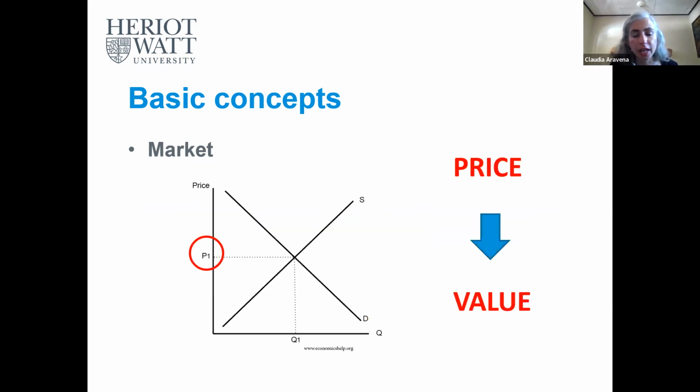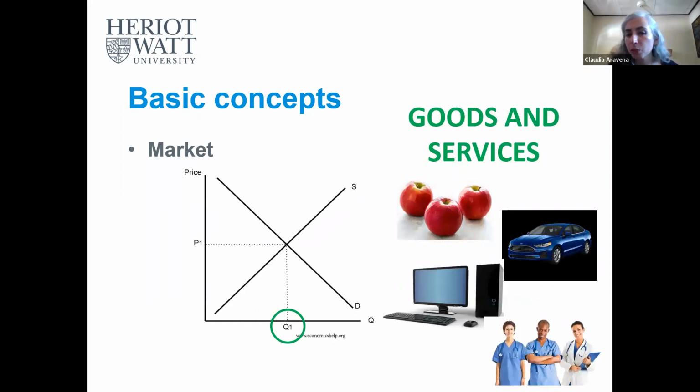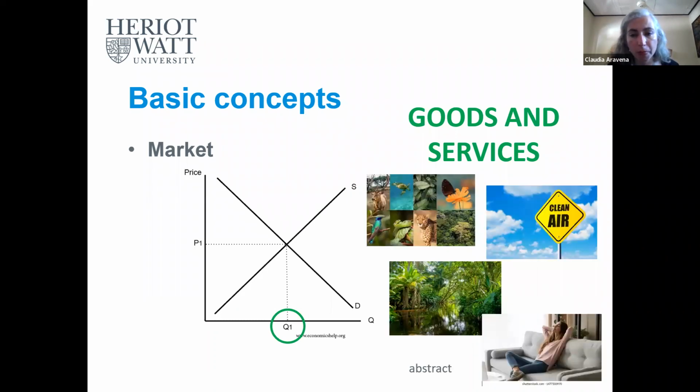And before going to the other element, what is the price? The price is what gives us the value of the goods and services. The other element is the quantity, the quantity of those goods and services we are taking into the economy. That quantity could be apples, computers, cars, but it could also be services like medical services, administrative services, and others. But those are easily quantifiable goods.